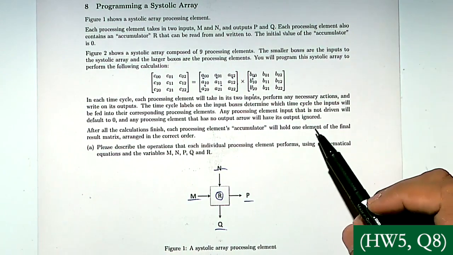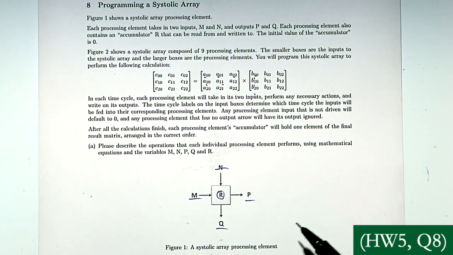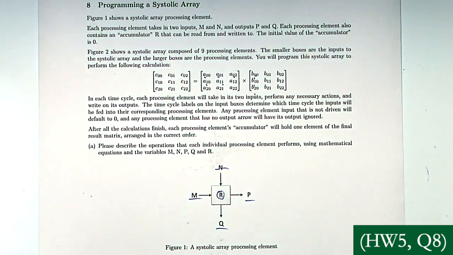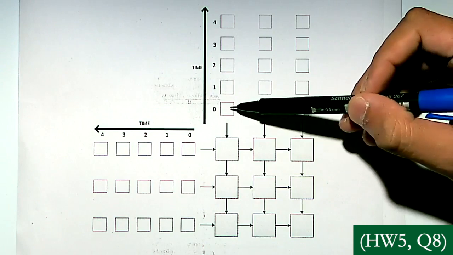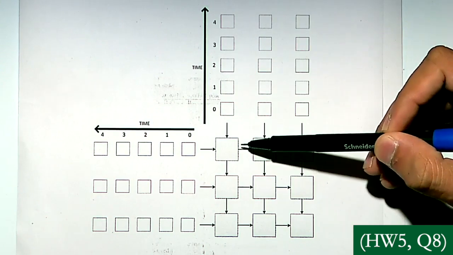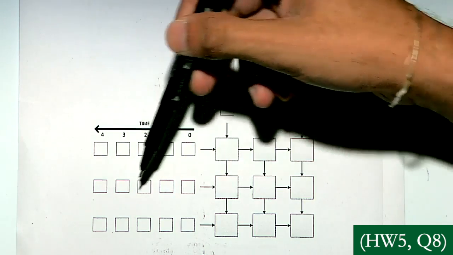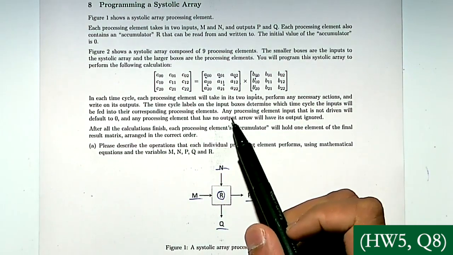And so we have a bunch of design specifications here. In every single time cycle, every processing element, which is this guy down here, will take in the two inputs, perform a particular computation, and then write the outputs. The time cycle labels on the input boxes determine which time cycle the inputs will be fed into the processing elements. That means that over here, 0, 1, 2, 3, 4 mean these data elements will be sent in here on cycle 0, and these on cycle 1, and these on cycle 2, and so forth. And same with these inputs coming this way, right? So every processing element takes in those inputs.